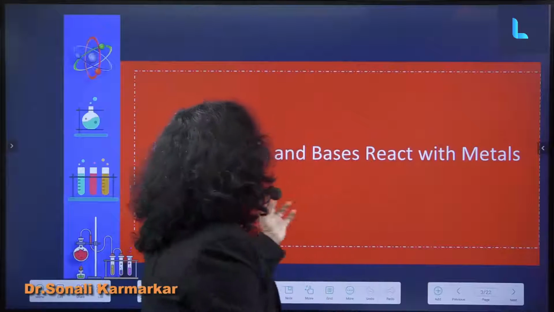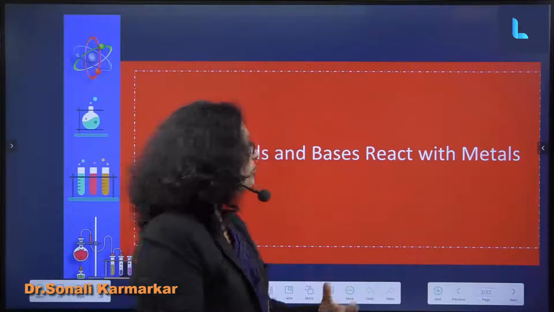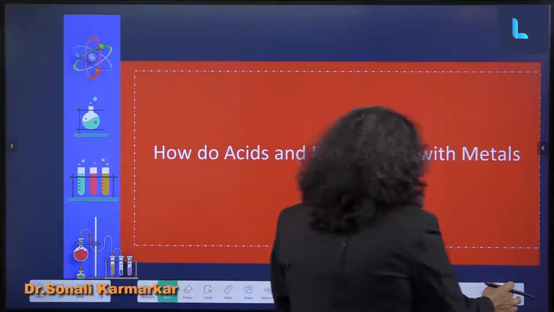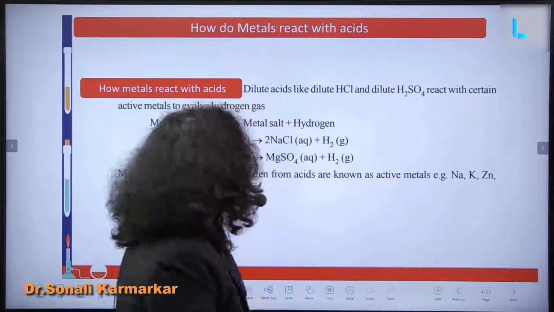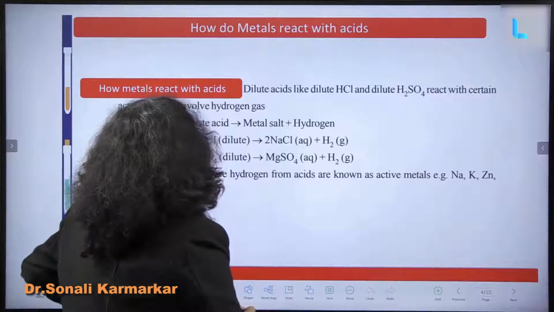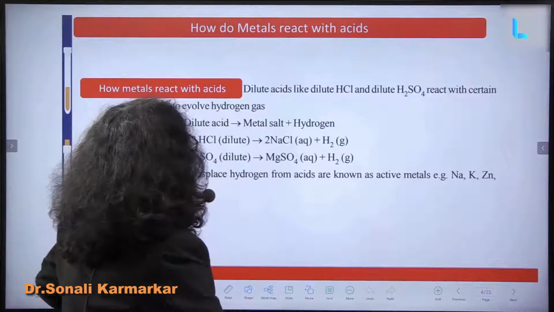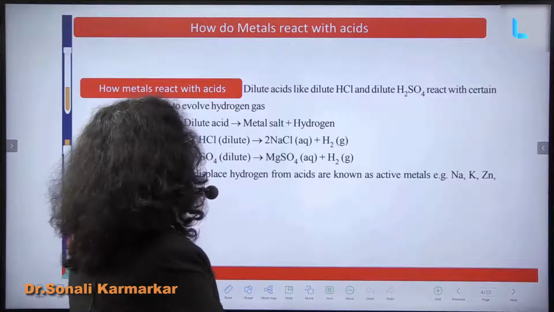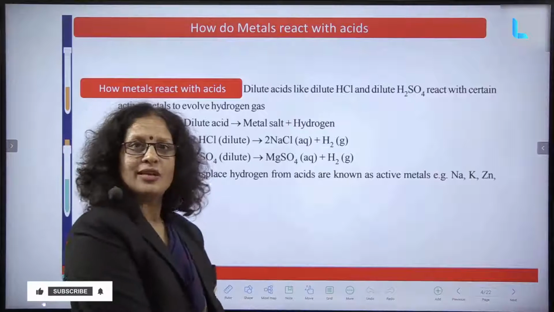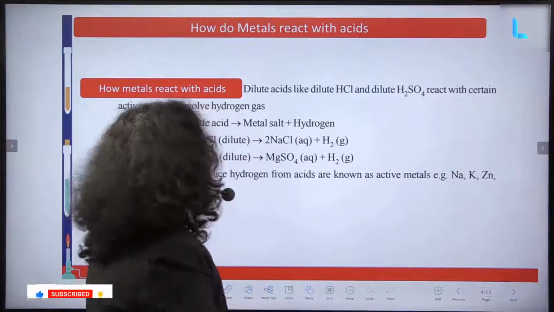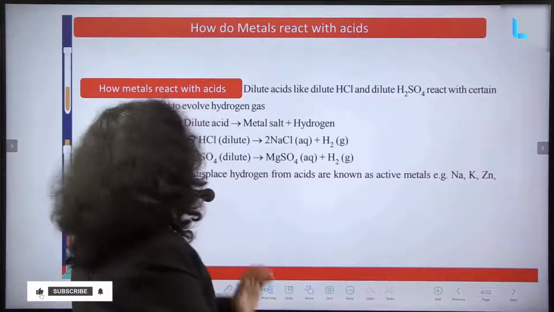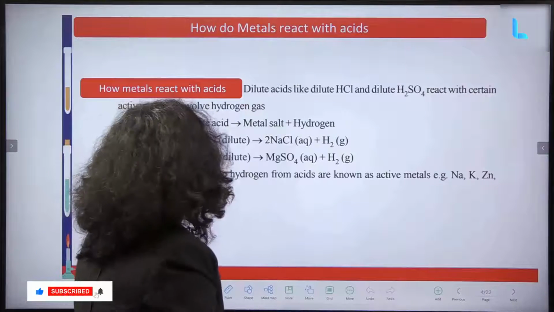Let's see now how acids and bases react with metal. All of us know that when acids react with metal, the metal will liberate hydrogen gas. Dilute acids like dilute HCl and dilute H2SO4, HCl is hydrochloric acid and H2SO4 is sulfuric acid, react with active metals, liberating hydrogen gas.